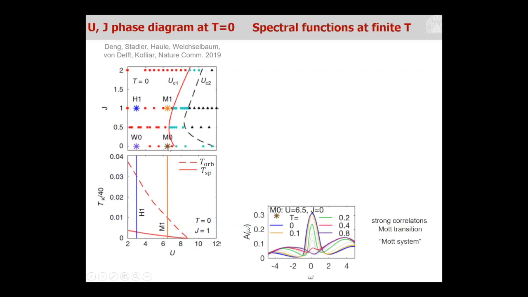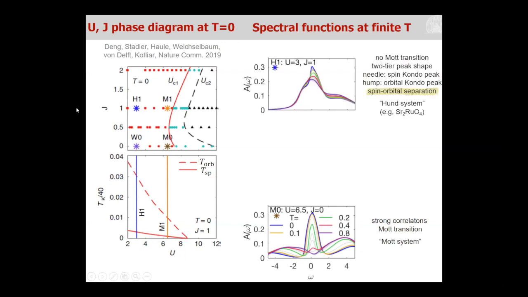To illustrate what happens, for example, if I put the parameters right here at this brown star and you compute the local spectral function as a function of frequency, you see something like this. The blue curve is 0 temperature. You get a quasi-particle peak, but as you lower the temperature, this gets suppressed, you eventually get a pseudogap, and so you're very close to the Mott transition. And if you move across here, you'll get the typical Mott system.